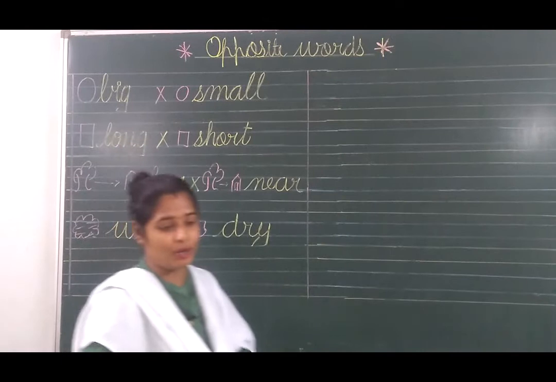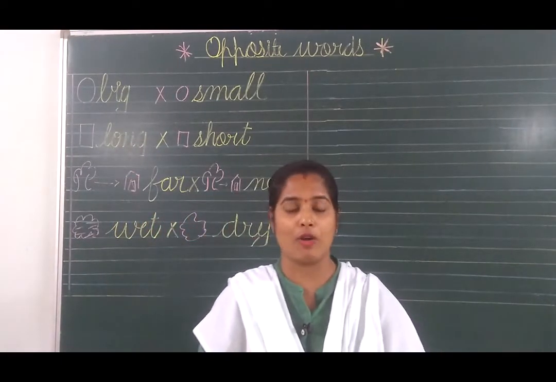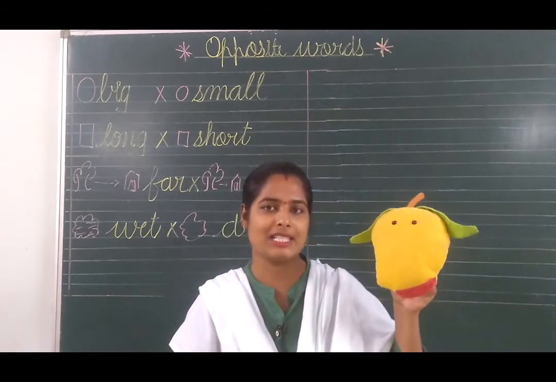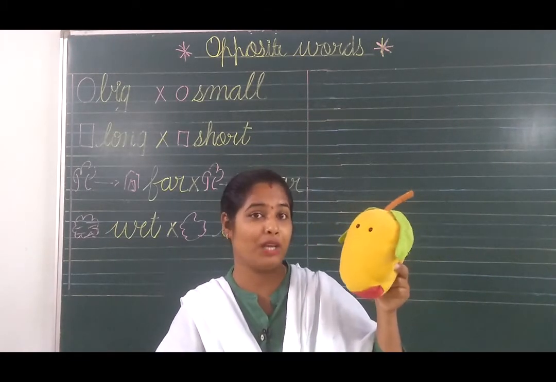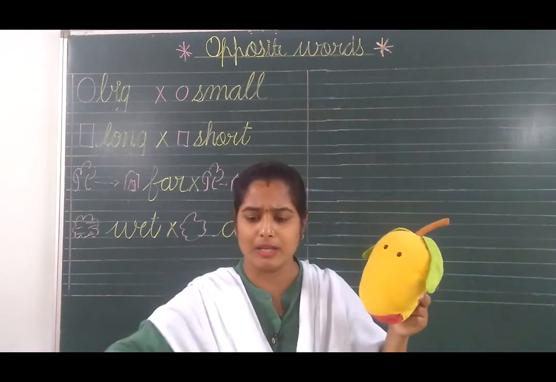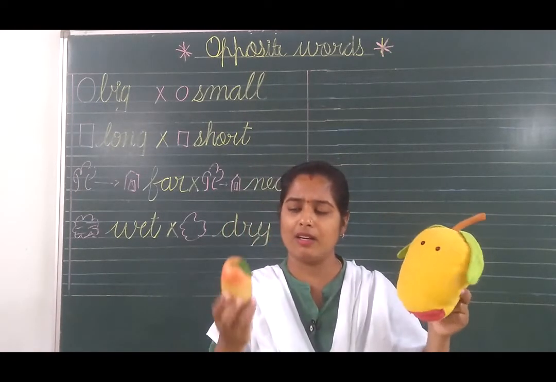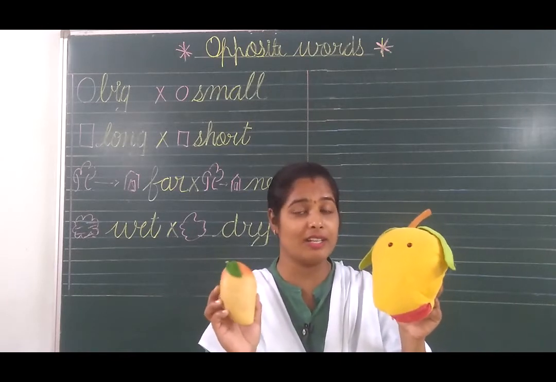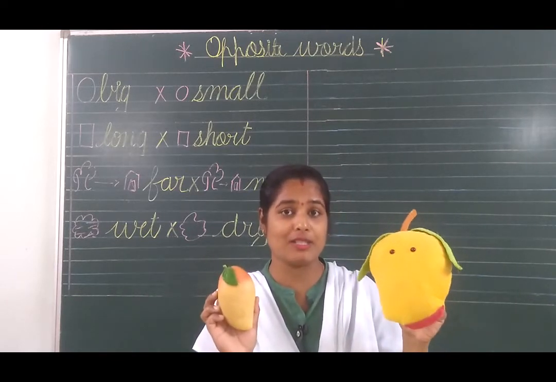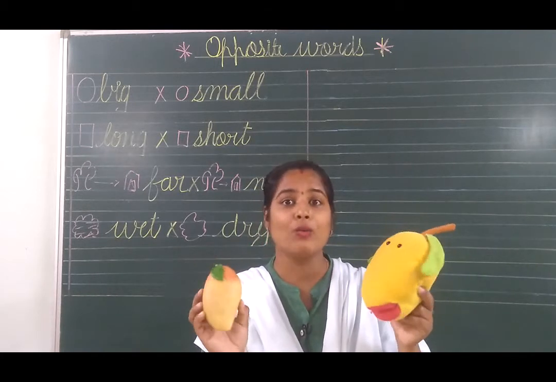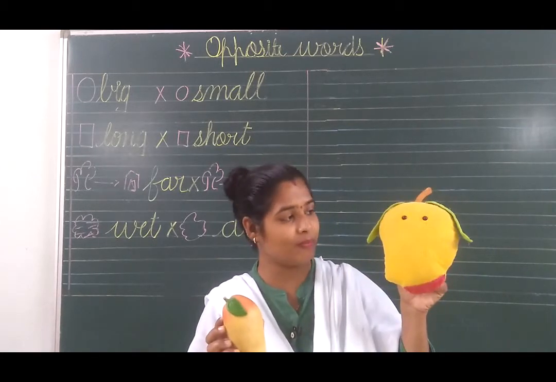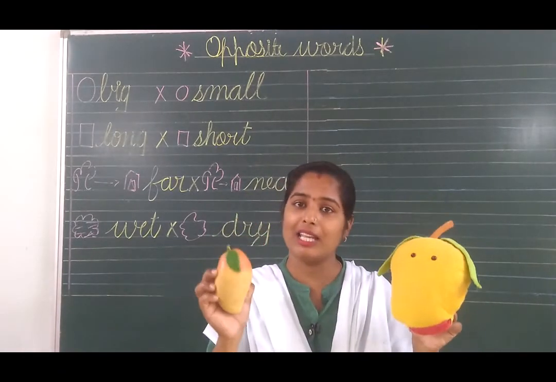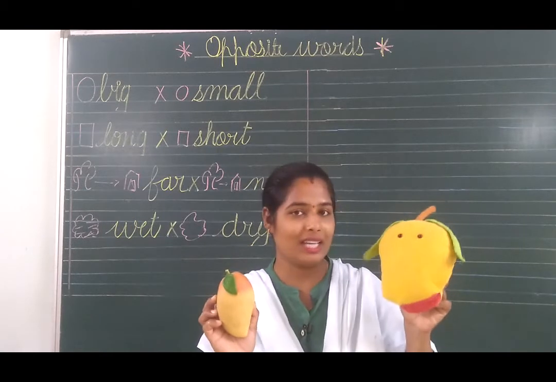Get it? Now we are having one more opposite word. But first, what is this? ये क्या है? Mango. Yes, but I am having another mango. I am having two mangoes, but one difference is there. Can anyone tell me what is the difference between these mangoes? One is thick and one is thin. Thick yani chada, mota, and thin yani patla sa. Okay, thick, thin.